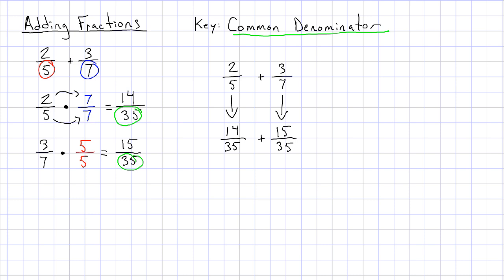And when I add fractions, I add the numerators and I leave the denominator the same. So I leave the denominator, 35, and I add the numerators, 14 plus 15. Oh, I apologize. I said add, and then I didn't do it. 14 plus 15 is 29.